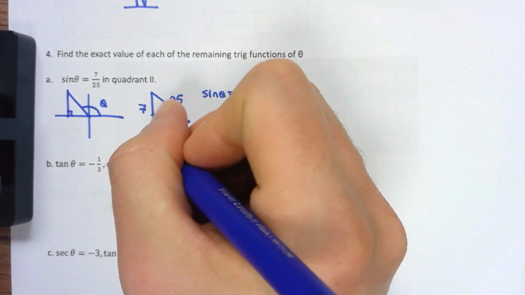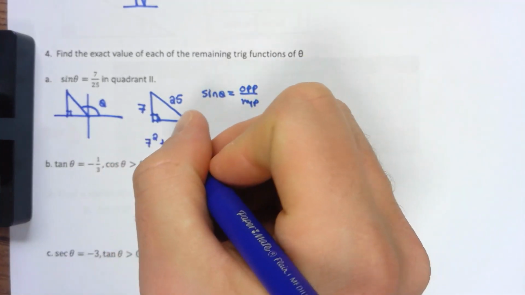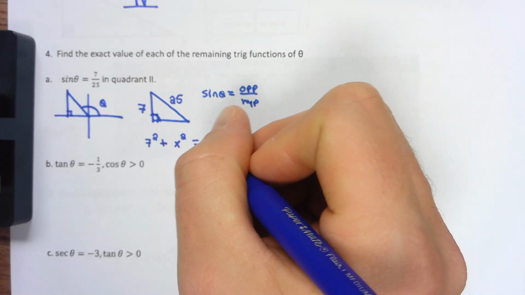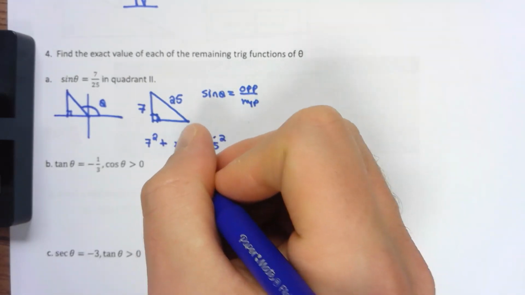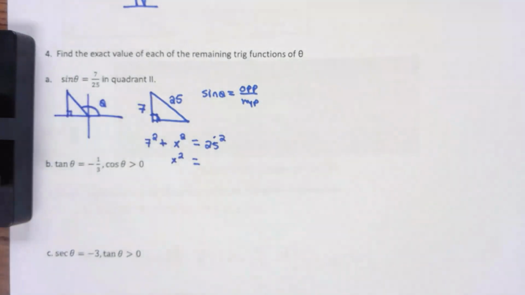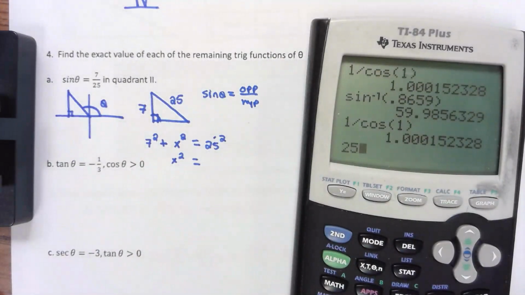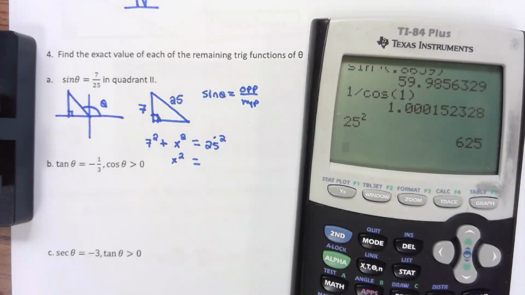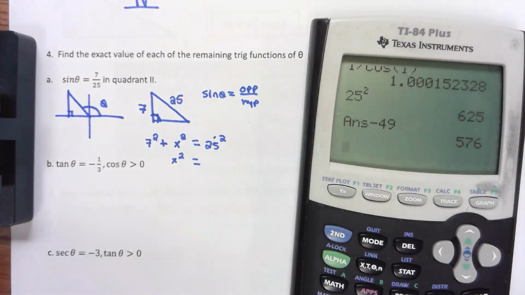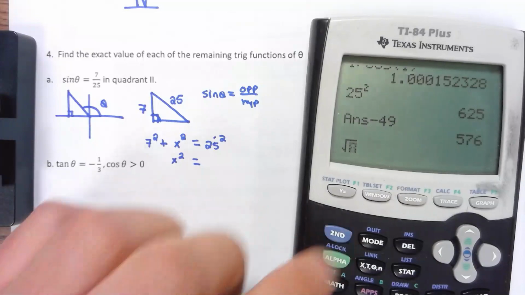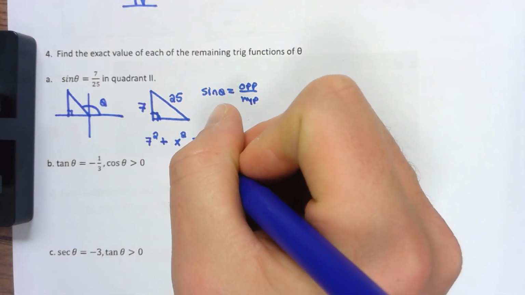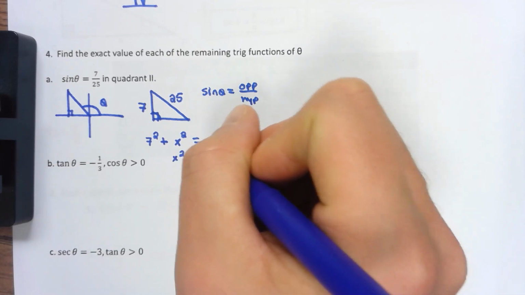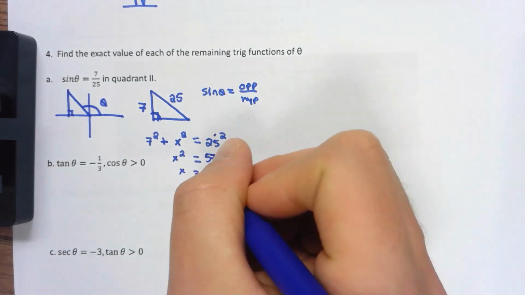So 7 squared plus, let's call it x squared because that is going to be our x value here, equals 25 squared. And just to save us some work, I'm going to just use a calculator here. So 25 squared minus 7 squared is 576. Let's see if that's a perfect square. It is. It's 24. So x squared is 576, and so x equals 24.